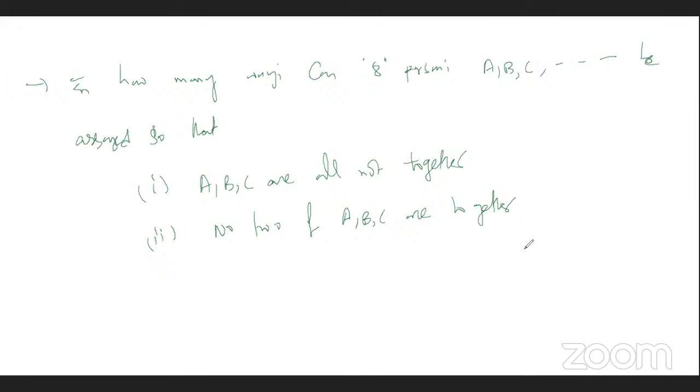In how many ways can 8 persons A, B, C, and so on be arranged so that A, B, C are all not together? And what is the meaning?